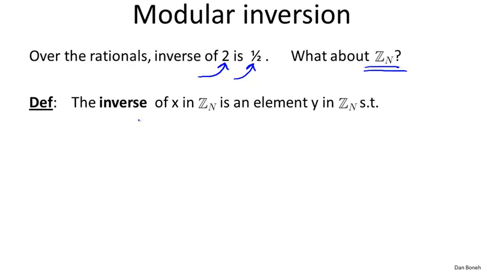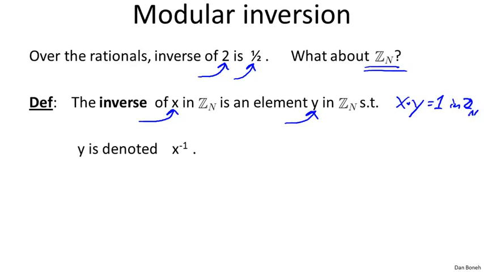Well, the inverse of an element x in Zn is simply another element y in Zn such that x times y is equal to 1 in Zn. In other words, x times y is equal to 1 modulo n. And this number y is denoted by x inverse. And it's not difficult to see that if y exists, then in fact it's unique. And as I said, we'll use x inverse to denote the inverse of x.